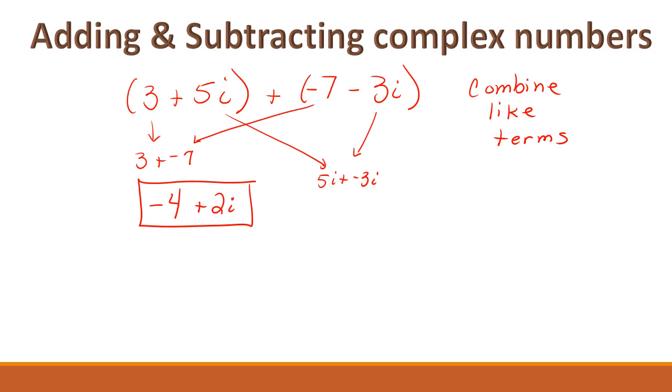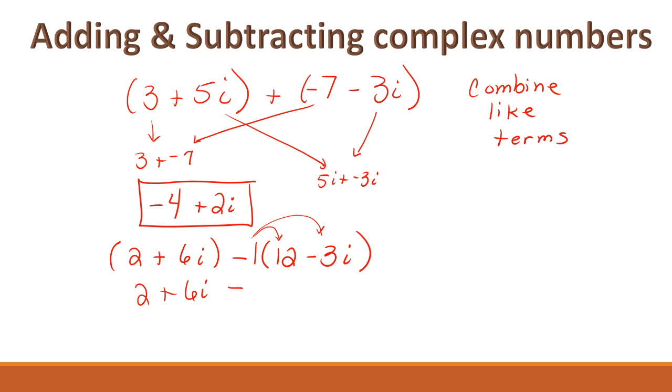You can also subtract complex numbers. Here let's look at 2 plus 6i subtracted by 12 minus 3i. Many students would like to think of this as an understood -1 in front of that second parenthesis, so that subtraction applies to the 12 and the -3i. So in reality, you have 2 plus 6i subtracted by 12, and when you subtract a -3i, it becomes +3i.